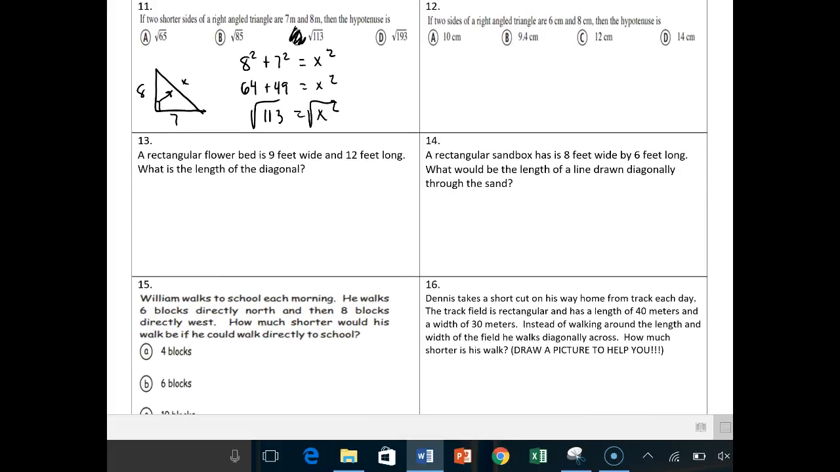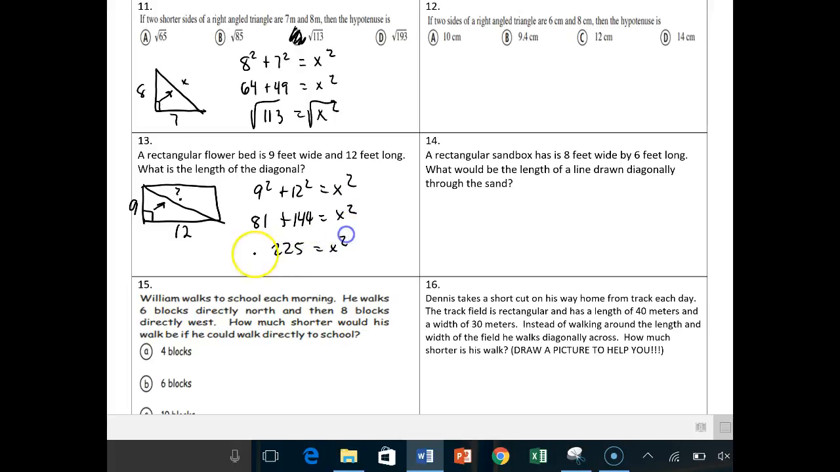And number 13, a rectangular flower bed is 9 feet wide and 12 feet long. Let's draw that. So 9 by 12. So here you go. There's your rectangle, 9 by 12. What is the length of the diagonal? So there's your diagonal. What is that? Well, we don't know our hypotenuse, so it's 9 squared plus 12 squared is equal to x squared, right? 81 plus 144 is equal to x squared. That adds up to 225 is equal to x squared. Do take the square root, and the length of the diagonal is not 225, but 15 feet, right? Circle your answer on that one. Number 14 is pretty similar.